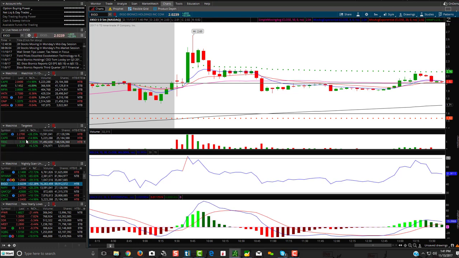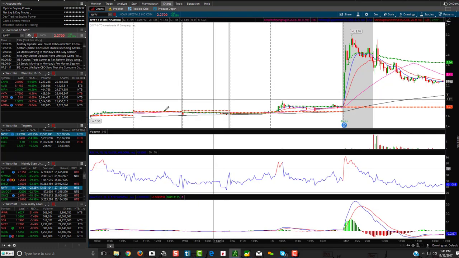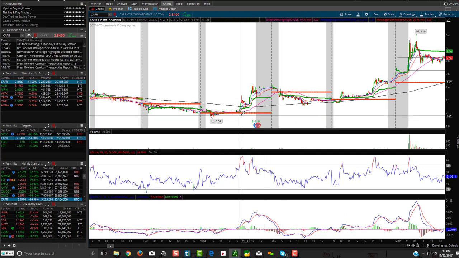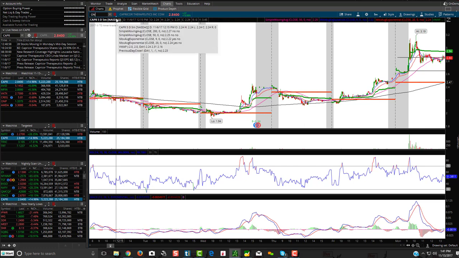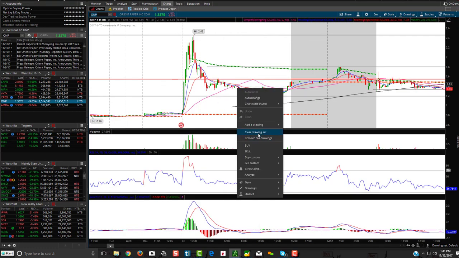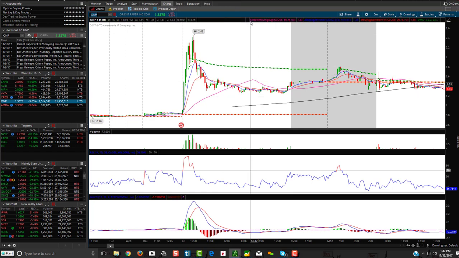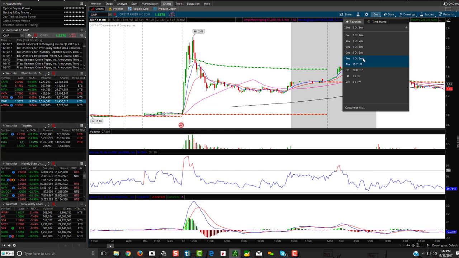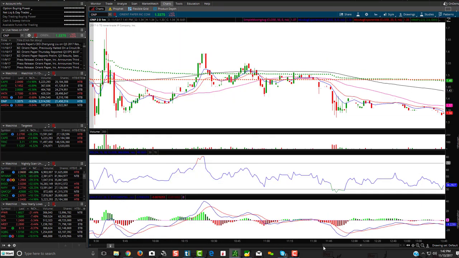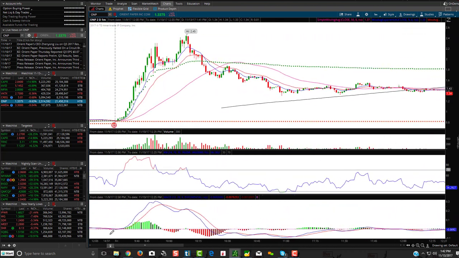Let's see if we can find any that might be running more casually. Oh, here's one here for us, ONP. Okay, I'm going to go to a 1-minute chart on this one and start showing you some 1-minute examples. So here's an example on a 1-minute chart setup.